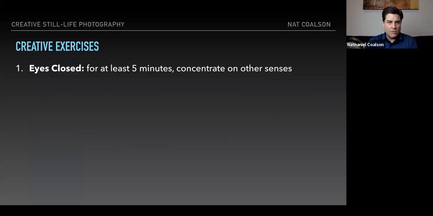We're on kind of the home stretch here. So I'm going to leave you with some creative exercises. I'll go over these briefly, but I'll also give you a link. You can download a PDF of these.